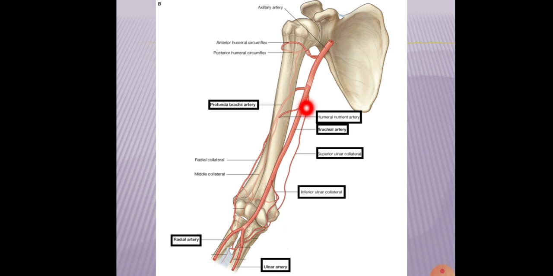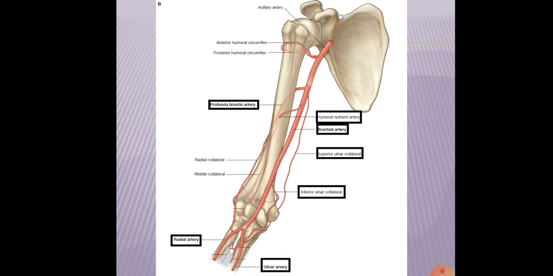Also, it gives a nutrient artery to supply the bone, the humerus, and gives rise to the inferior ulnar collateral artery and superior ulnar collateral artery. This one is the superior ulnar collateral artery and this is the inferior ulnar collateral artery. The inferior ulnar collateral artery divides into anterior and posterior branches. The superior ulnar collateral artery, inferior ulnar collateral artery, radial collateral artery, and middle collateral artery all participate in the anastomosis around the elbow.